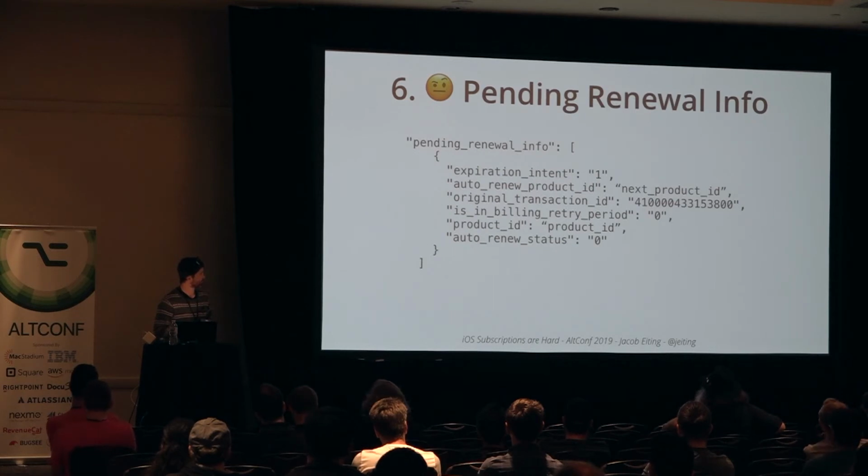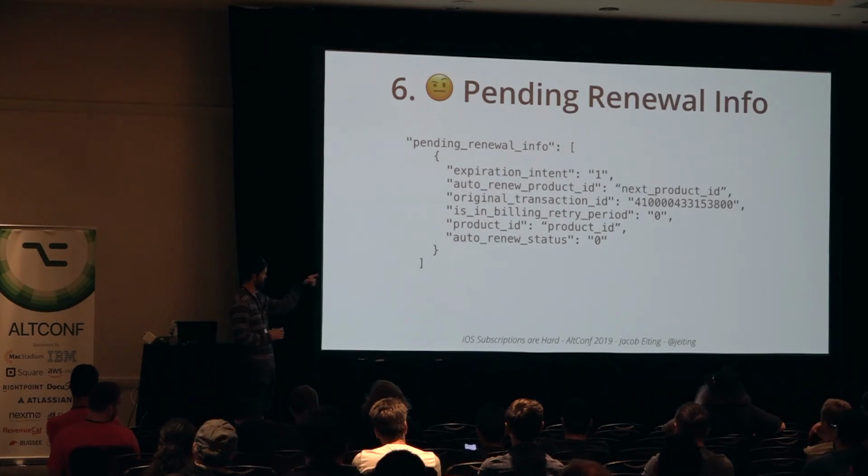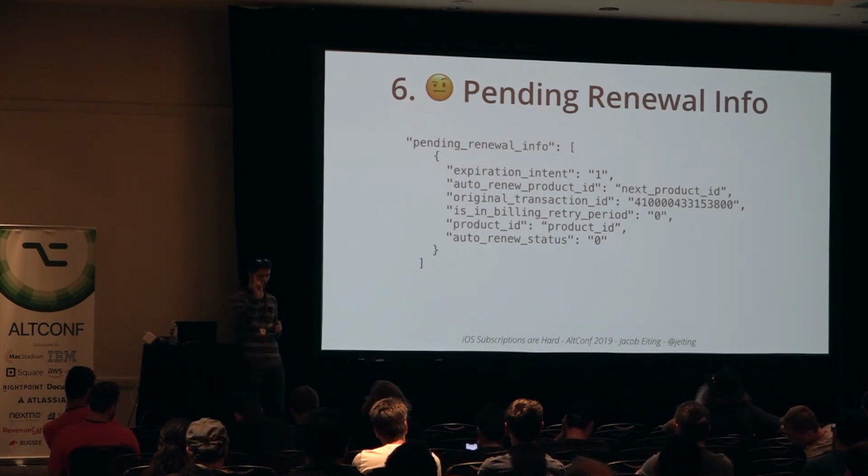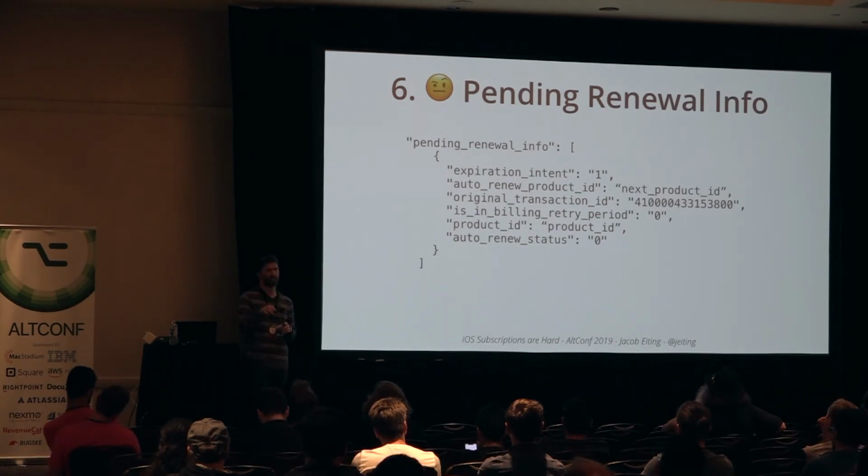Original transaction ID, that just helps you find the transaction it belongs to. Billing retry period will tell you if Apple's actively retrying it to get that transaction to work. Product ID is just the product. This one's interesting, auto renew status. As soon as somebody subscribes, that's going to be 1, meaning I've just subscribed and I'm going to renew at the end of this period. As soon as somebody goes into settings and says I don't want to renew, that's going to change to 0. And there's no other place to see that. You won't get a notification in the app anywhere. But if you want to know if somebody opted out, you have to read this field.